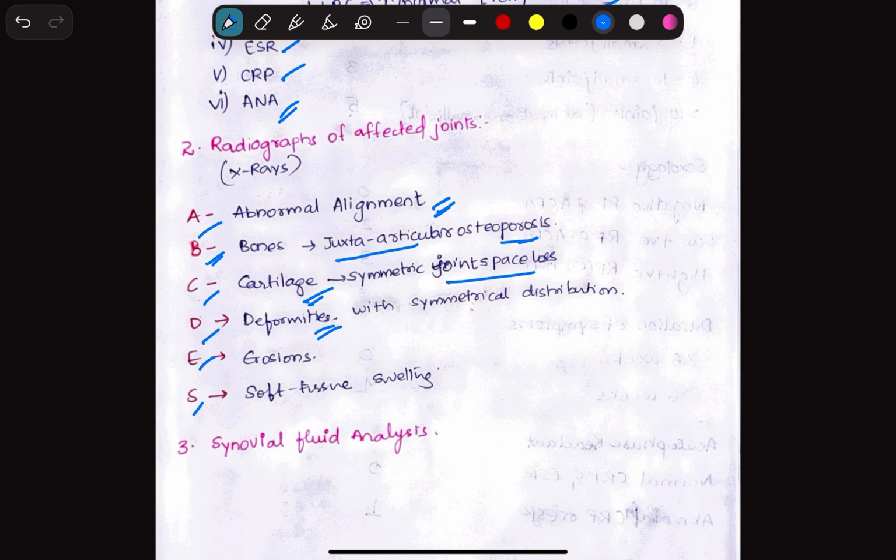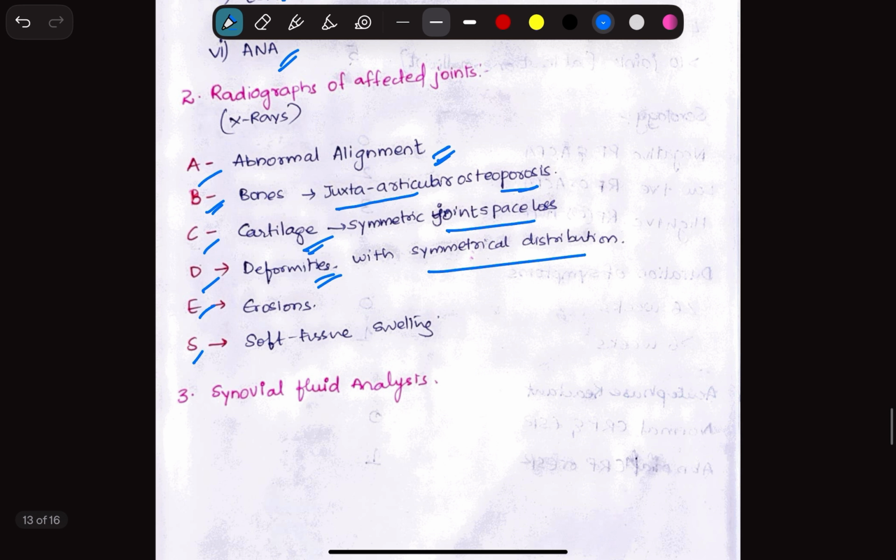We saw the deformities earlier. So there will be deformities with symmetrical distribution. There will be erosions, and there will be soft tissue swellings. So these are all the findings which we will find in the X-rays of the affected joint. There will be an abnormal alignment, juxta-articular osteoporosis, symmetric joint space loss, deformities, erosions, soft tissue swellings.